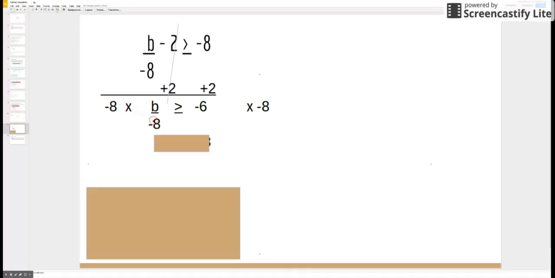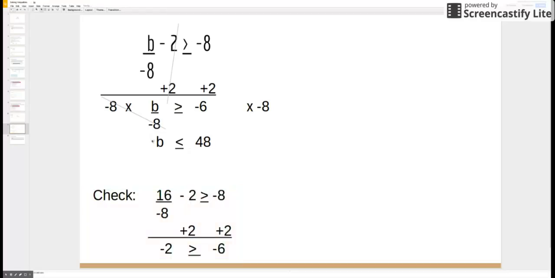Negative 8 divided by negative 8 is 1, so those two cancel out, and I'm left with b on the left. This inequality symbol is going to flip because I just multiplied both sides by a negative number, so it'll be b is less than or equal to negative 6 times negative 8 is 48. And then you can just check. So plug in any number that's less than or equal to 48. Any number. You can plug in 0, you can plug in 1, 2, 5, 40, whatever you want. I'm going to plug in 16, just because I can divide by negative 8 easily.